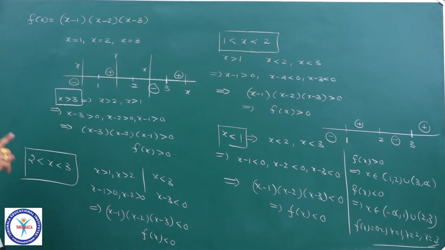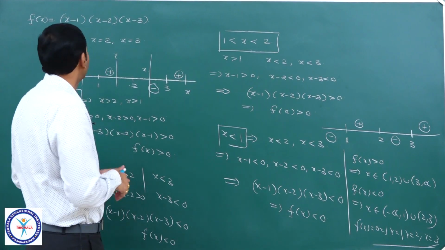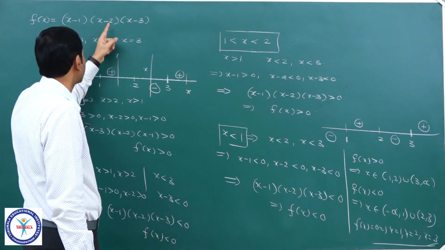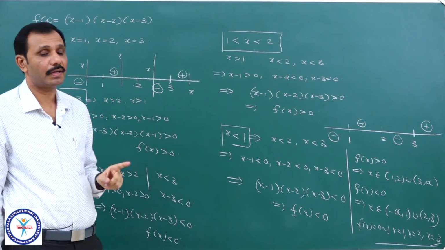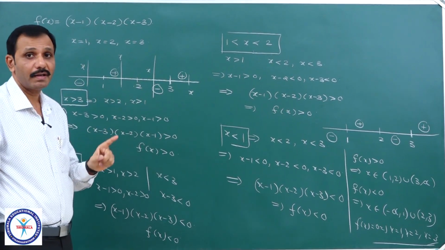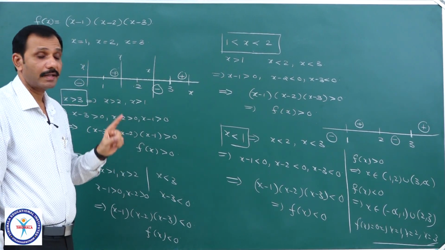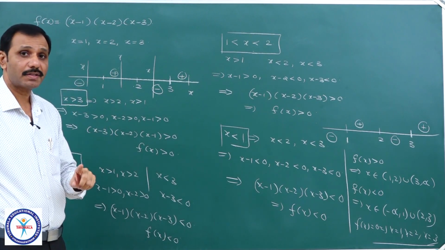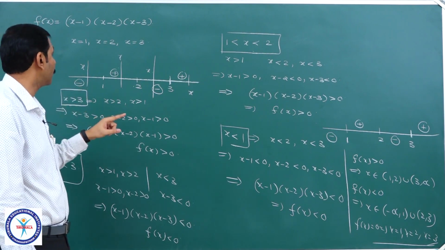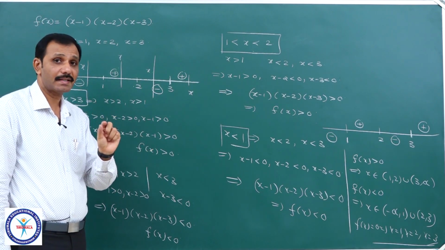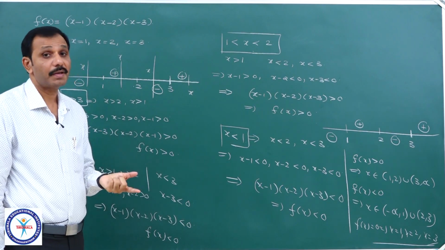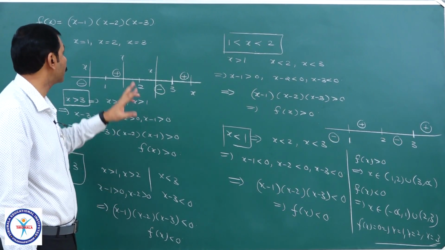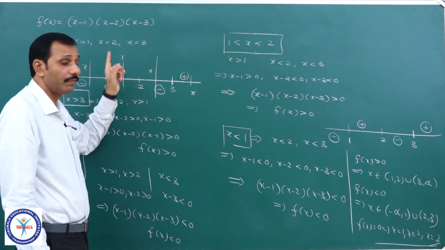But one thing you notice is that I have taken the powers of these linear factors x minus 1, x minus 2, x minus 3 as 1 only. X minus 1 whole power 1, x minus 2 whole power 1, x minus 3 whole power 1. Next we will go to the expressions where the powers of these linear factors are more than 1, maybe 2, 3, 4 and so on. That discussion we will see once you are comfortable with this.